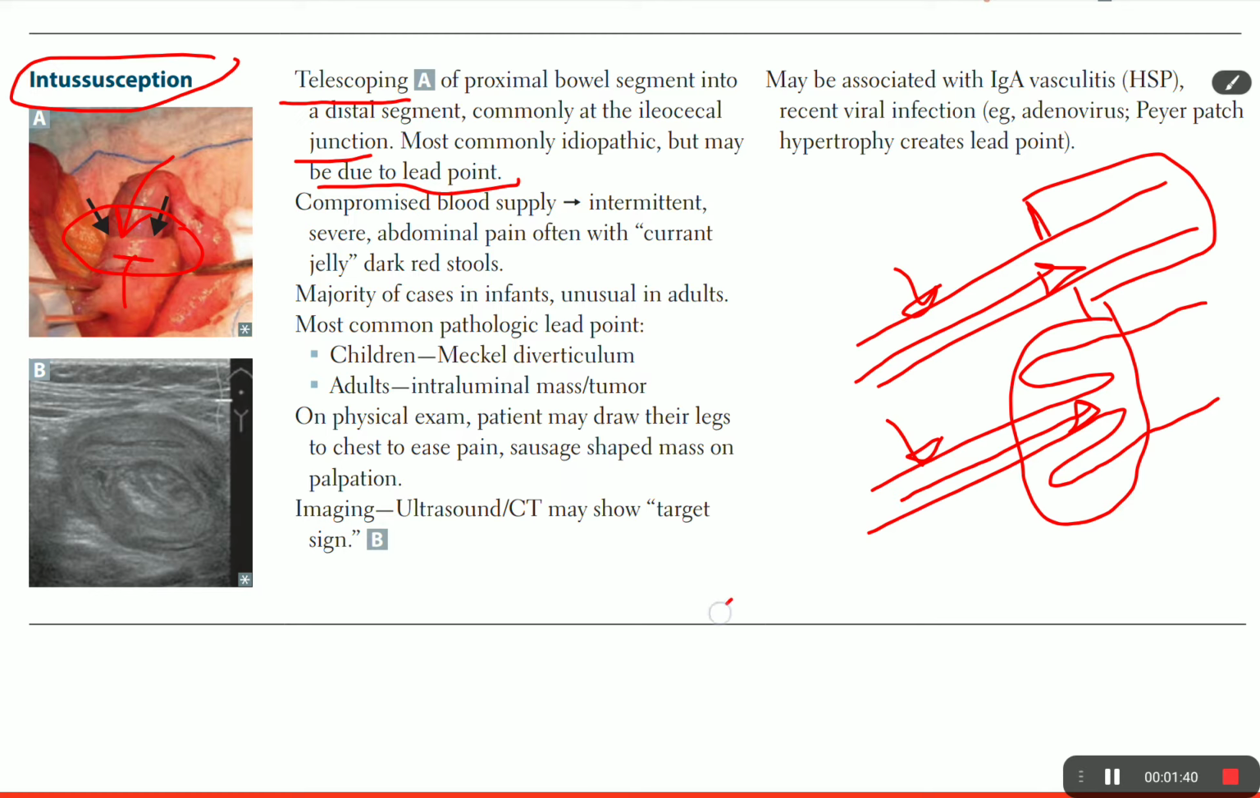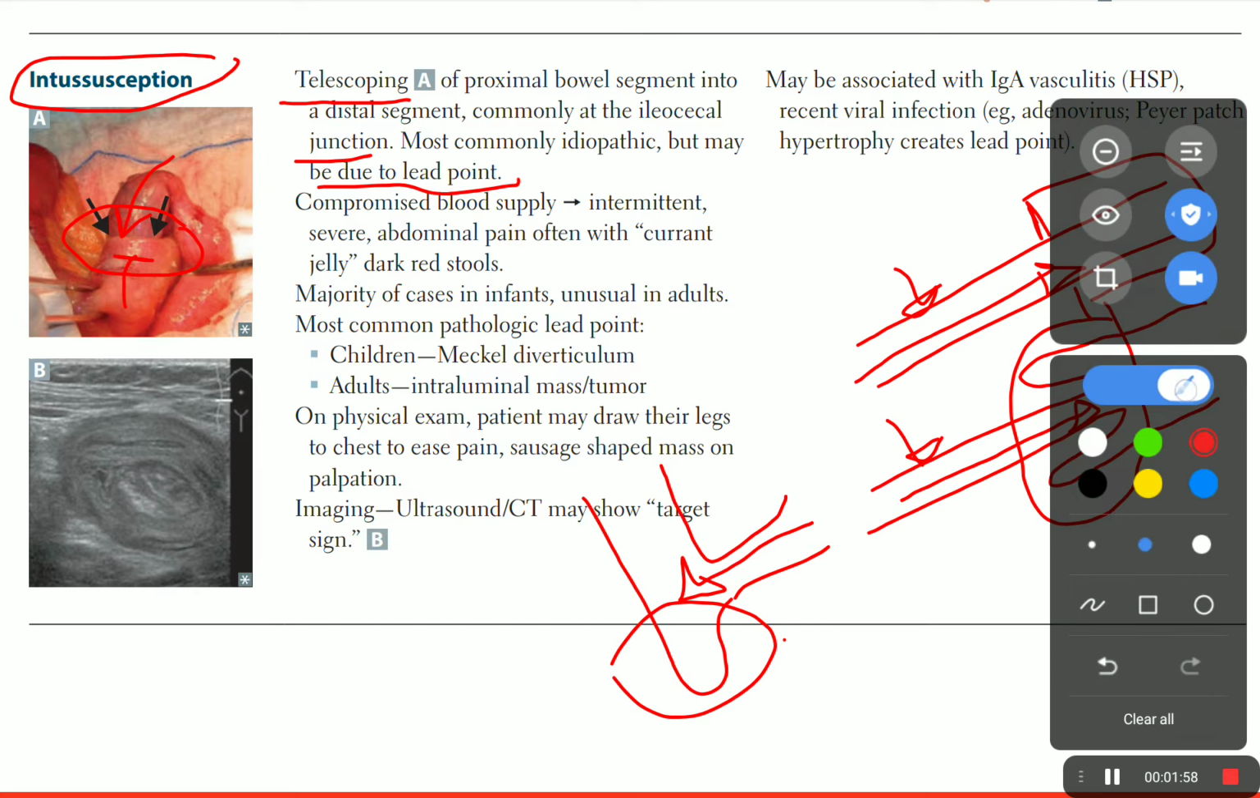And let's imagine this is the cecum here, and this is the ascending colon, and this is the ileum. Also the distal part of the ileum can go inside the cecum and cause intussusception because the cecum is fixed.